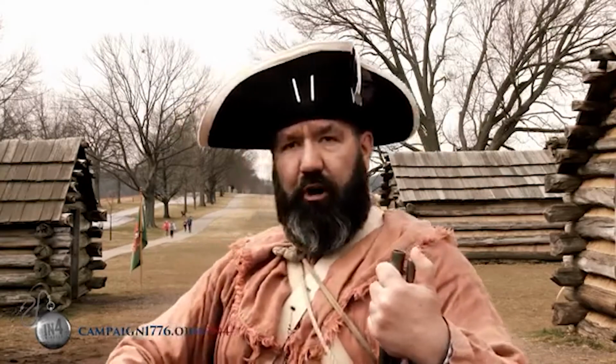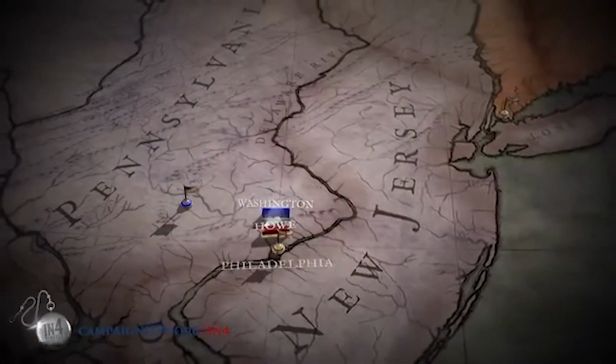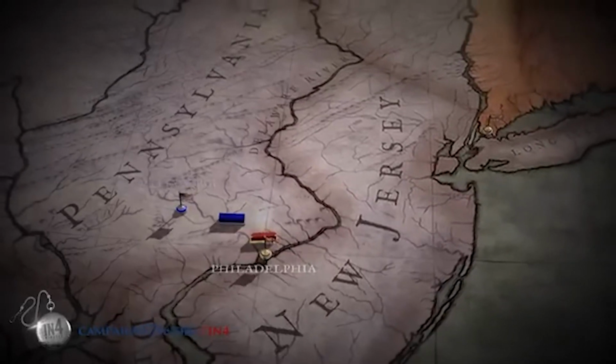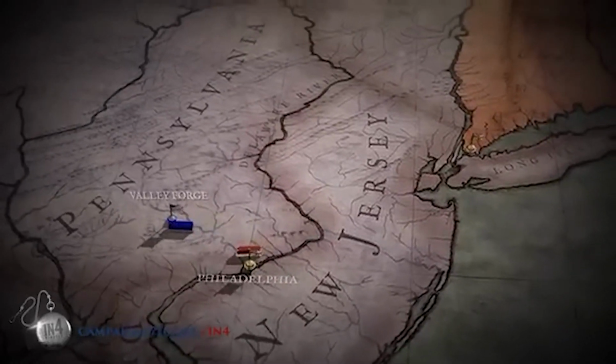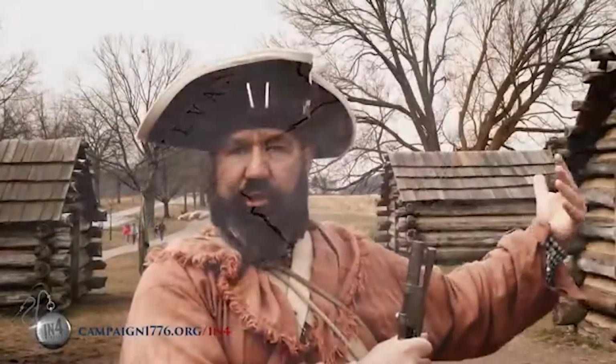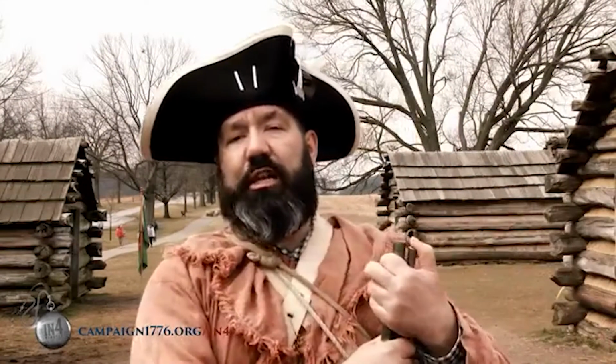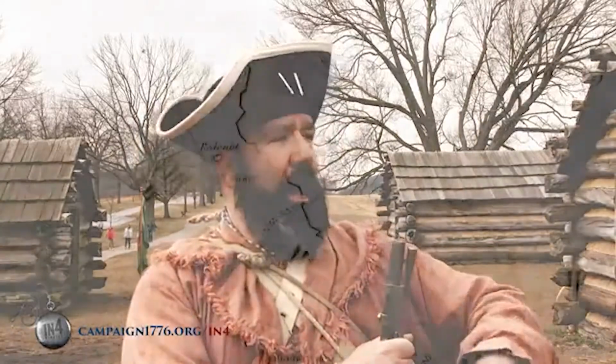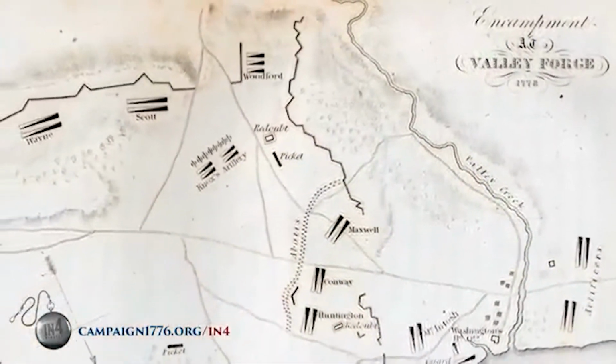This location, this farming community out here, named after an iron forge that was located in a nearby valley, was only about 20 miles outside of the city of Philadelphia, close enough to the British to contain them and bottle them up in the city and protect the countryside and its resources, but also just far away enough so if the British attacked, they could see it coming, and on high ground that could provide a good defensive position.